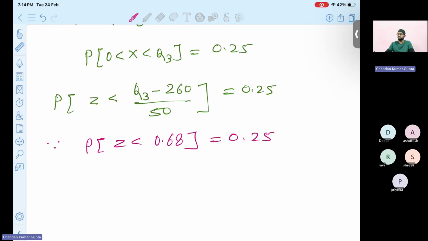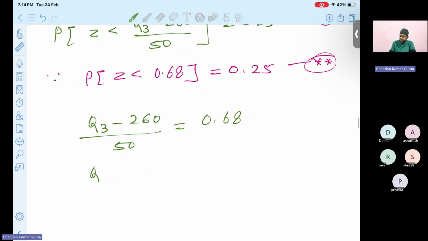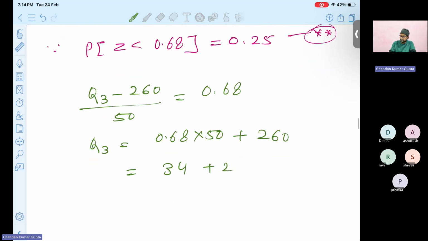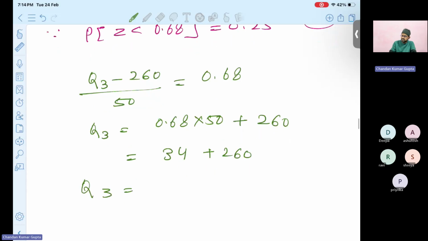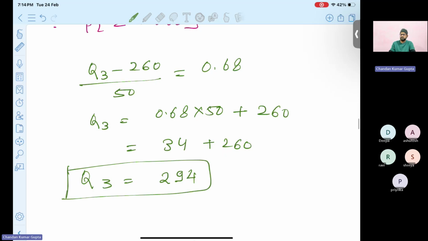Since the right-hand side is equal in star and double star, that means (Q3 minus 260) upon 50 comes out to be 0.68. Now Q3 equals 0.68 multiplied by 50 plus 260. It comes out to be 34 plus 260, and then Q3 can be calculated as 294. So the third quartile value comes out to be 294. This is our required answer.